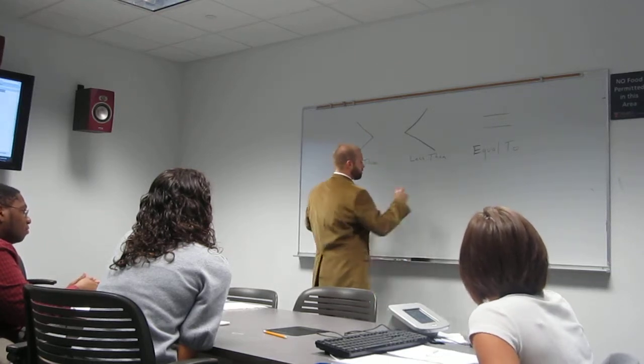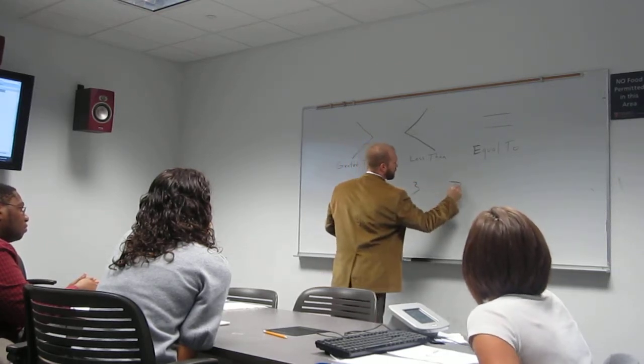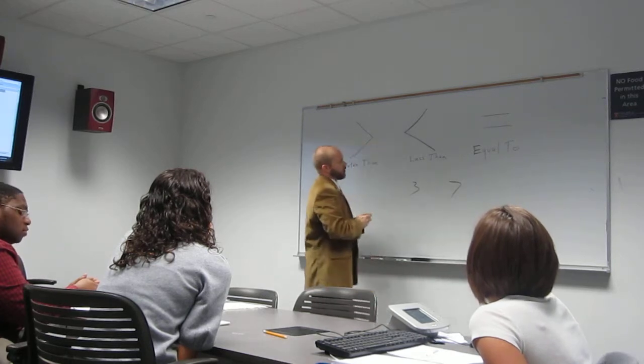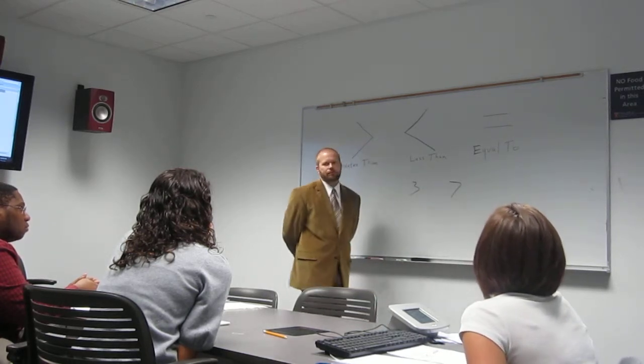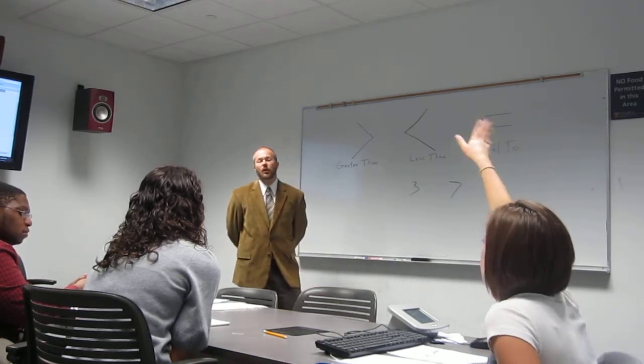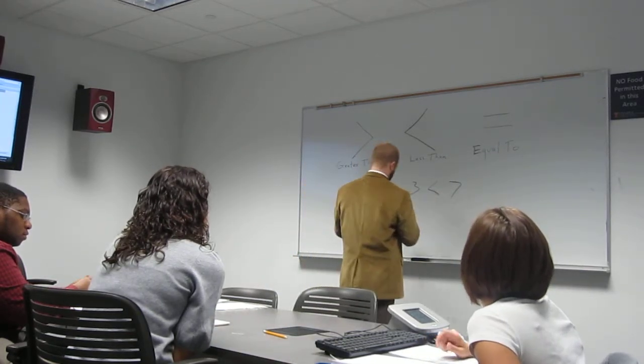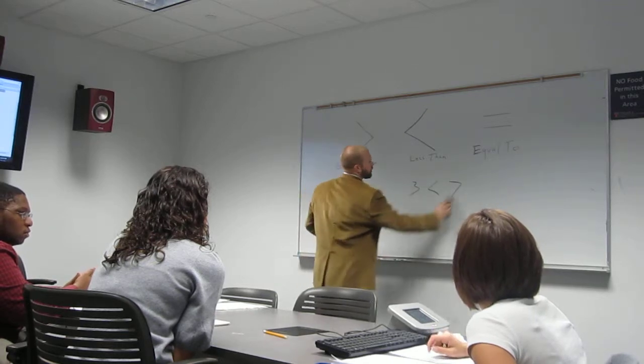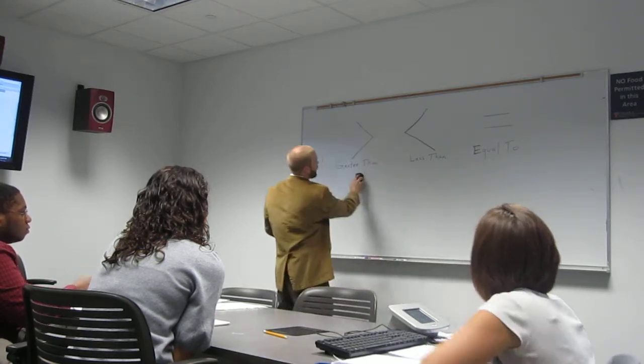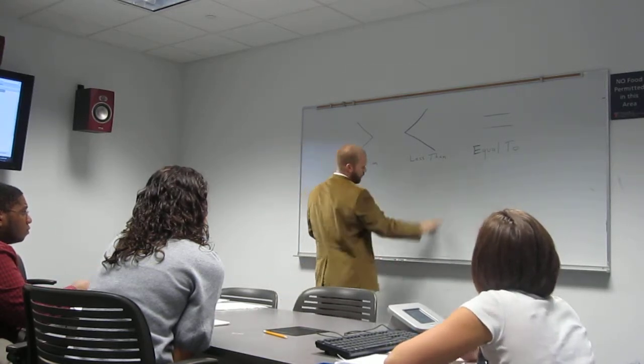Alright, we'll do one more. 3 is what to 7? Lauren? Less than. Less than, that's correct. Okay? So the symbols again: greater than, less than, and equal to.